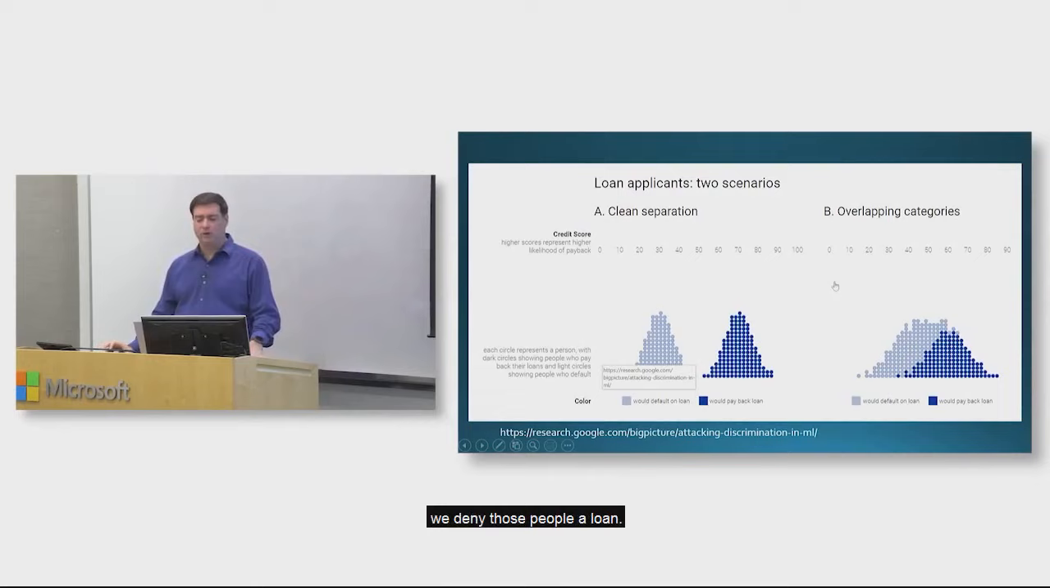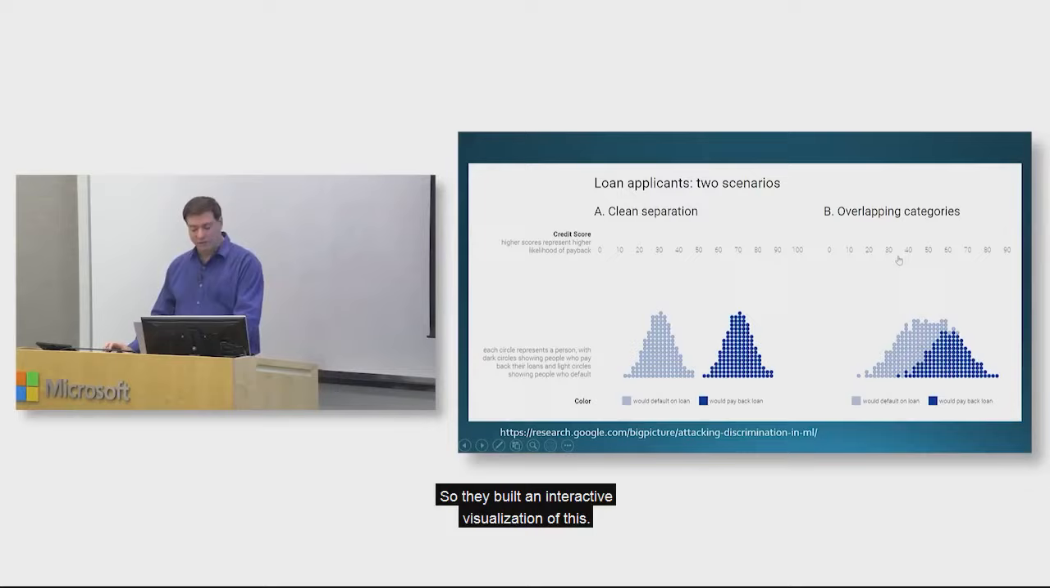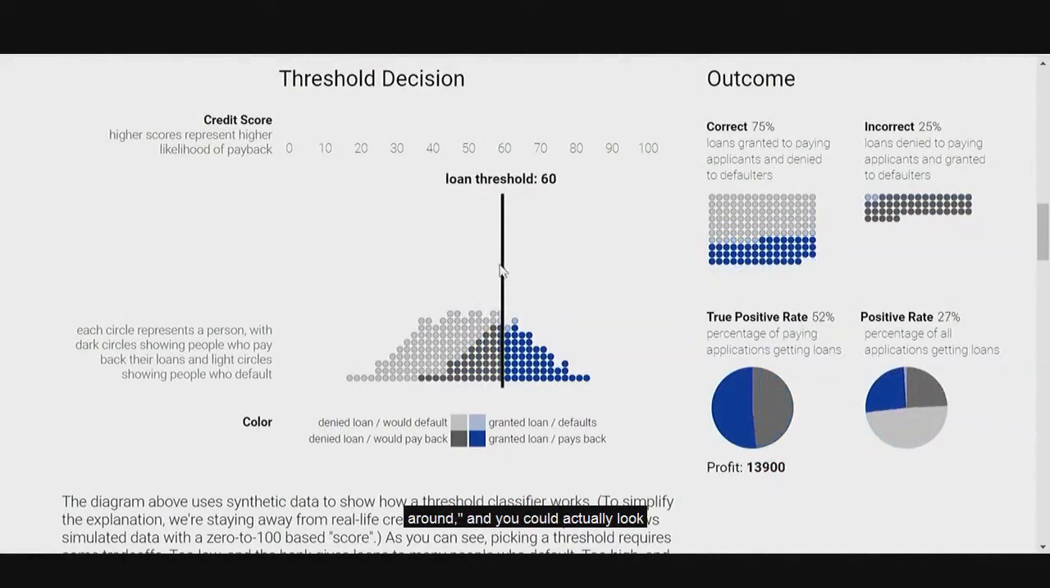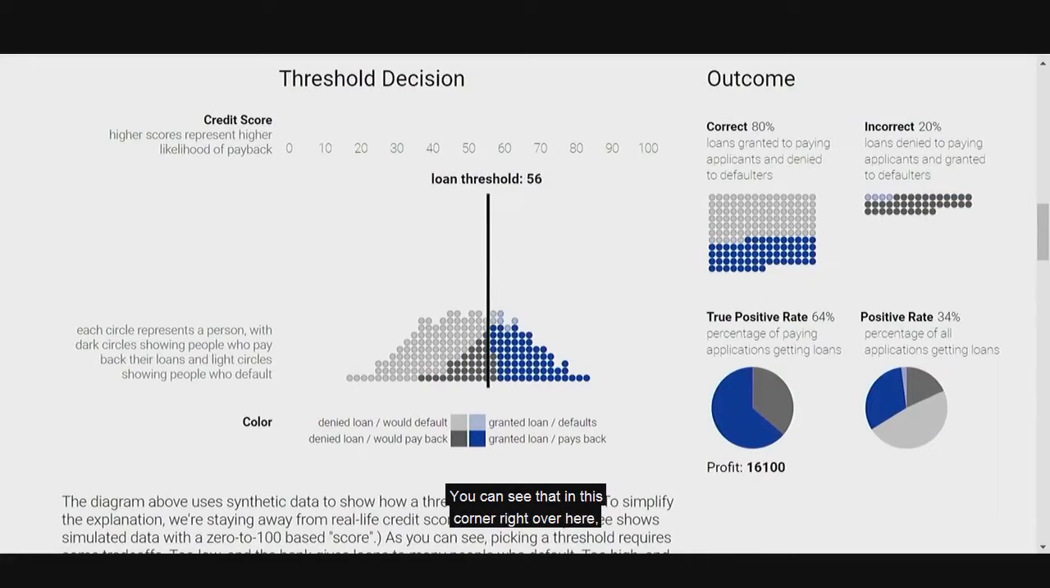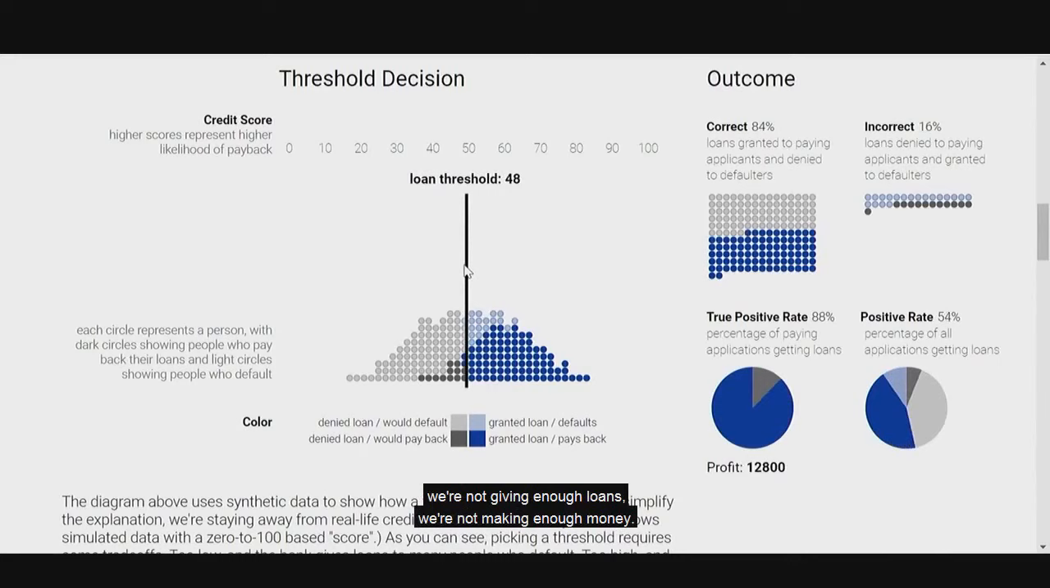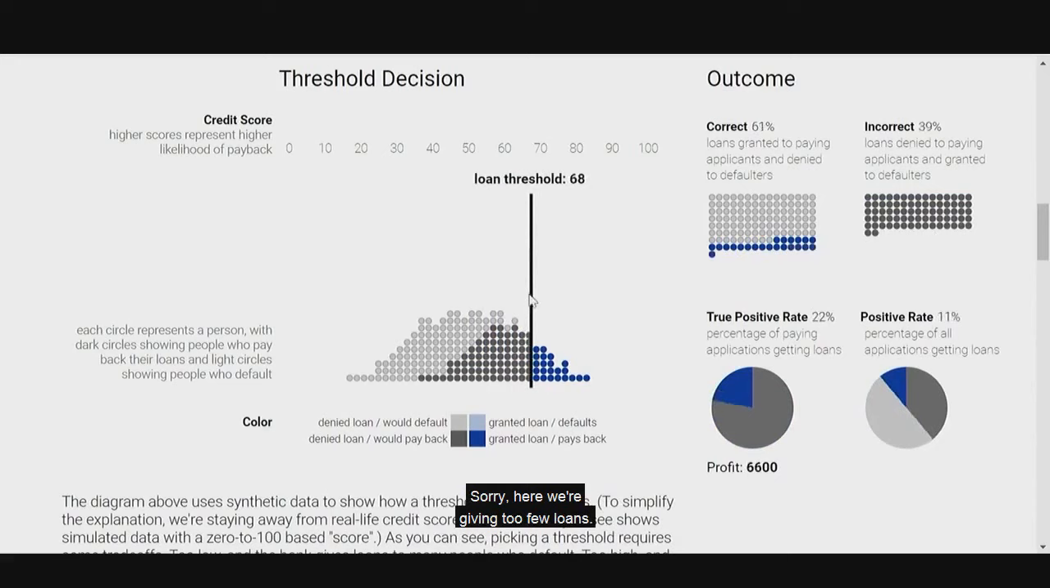So they built an interactive visualization of this. Let's switch to the interactive visualization. One of the nice things is that we can say, okay, in this population, I can drag this number around, and you can look at your profit as you go through this. You can see that over in this corner, the profit goes up as I get the exact right point right around there. Now, if we give too few loans, we're not making enough money. If we give too many, then people don't repay them. Well, that's great. There's no real argument there.